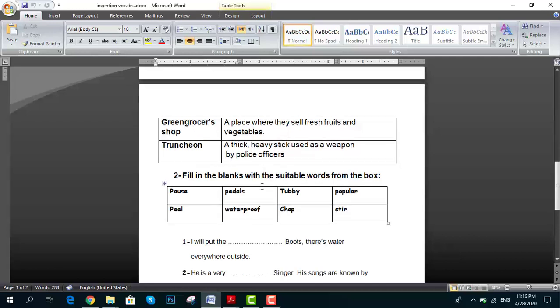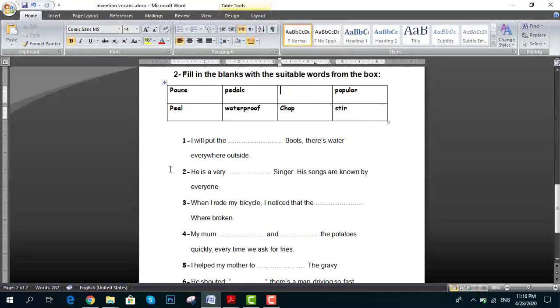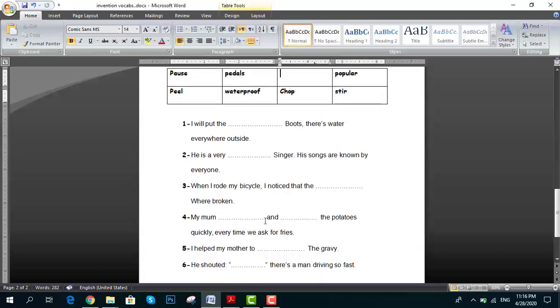So I will send you this worksheet, this vocabulary worksheet, and I need you to put in the blanks a suitable word from the box. We have pause, pedal, popular, stir, chop, waterproof, and peel, and then put them in the right order.